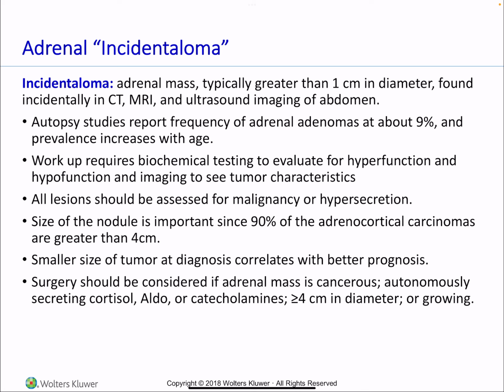Surgery should be considered if the adrenal mass is cancerous, autonomously secreting cortisol, aldosterone, or catecholamines. And if the tumor is 4 centimeters or greater in diameter, or if the tumor is growing. That is the slide for adrenal incidentaloma. So these are just examples of the different types of tumors that can arise from the adrenal glands.